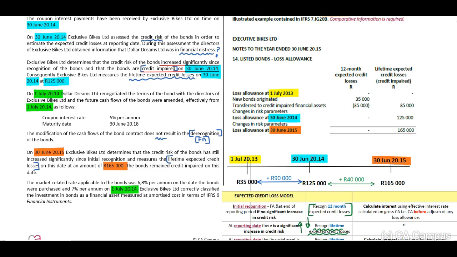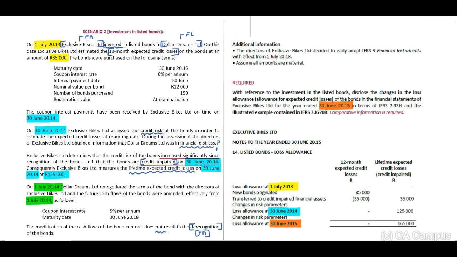The bonds remained credit impaired on the date. The market-related rate applicable to the bonds was 6.8% per annum on the date the bonds were purchased and 7% per annum on 1 July 2014. Exclusive Bikes Limited correctly classified the investment in bonds as a financial asset at amortized cost in terms of IFRS 9. Okay, now guys, you can read the additional information.